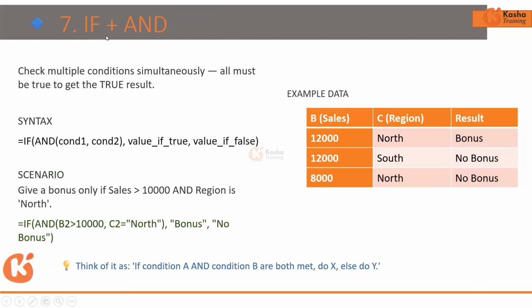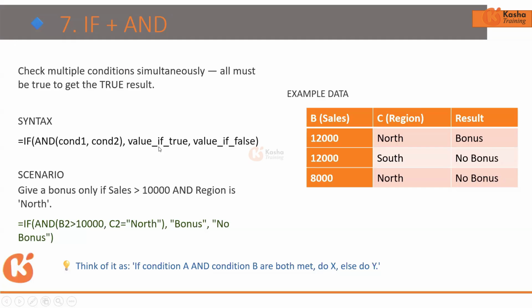Now, the seventh function is IF plus AND. Now, let's see where we can use a combination of IF plus AND. It checks multiple conditions simultaneously. All must be true to get the true result. So it checks both the conditions and it will only give you true if both the conditions are meeting. So here you can see the syntax, which is IF AND condition one, condition two, value if true and value if false.